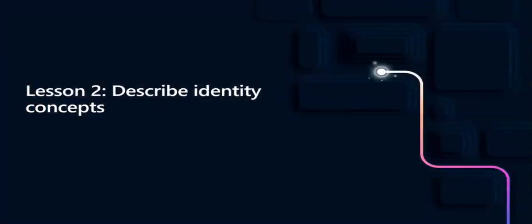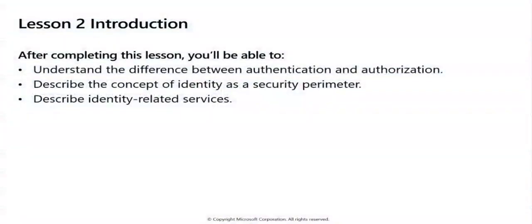Let's start with lesson number 2. In this lesson, we'll talk about concepts of identity and start talking about some of the terminologies like authentication and authorization, and look at identity as a security perimeter, discussing what identity services or identity-related services are.